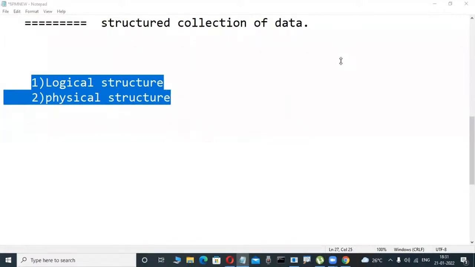And now here, what is logical structure? What is physical structure? Anybody? Okay, some fellows are telling logical structure means logical structure, physical structure means physical structure only. Don't try to tell like that.